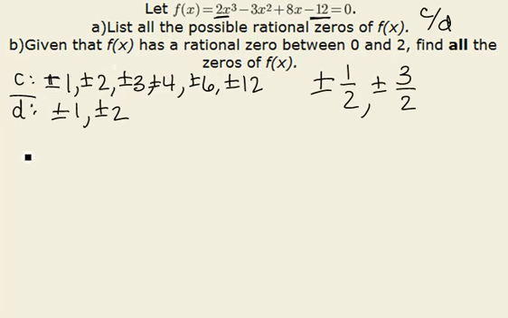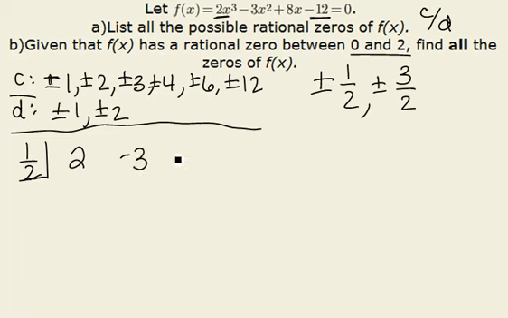So that's part A. And then in part B, it says, given that f of x has a rational zero between 0 and 2, find all the zeros of f of x. So now we have to do a little bit of synthetic division. We'll start with the 1/2. We know it has to be positive since it's between 0 and 2. So we'll start with 1/2, and we'll divide that synthetically into 2, negative 3, 8, and negative 12, and that comes from these numbers here.